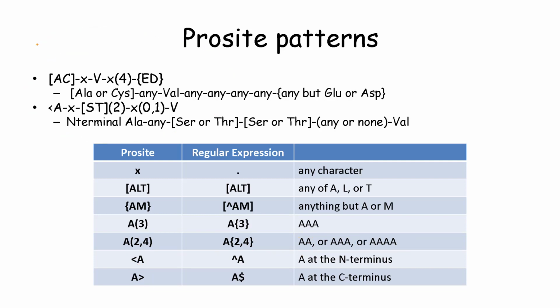In the first example, the Prosite pattern will represent an alanine or a cysteine followed by any amino acid, followed by a valine, followed by any 4 amino acids, and followed by any amino acid except glutamate or aspartate. The second example represents a pattern that appears at the beginning of a protein sequence where we have an alanine followed by any amino acid, followed by 2 of serine or threonine, followed by 0 or 1 of any amino acid, and followed by a valine.